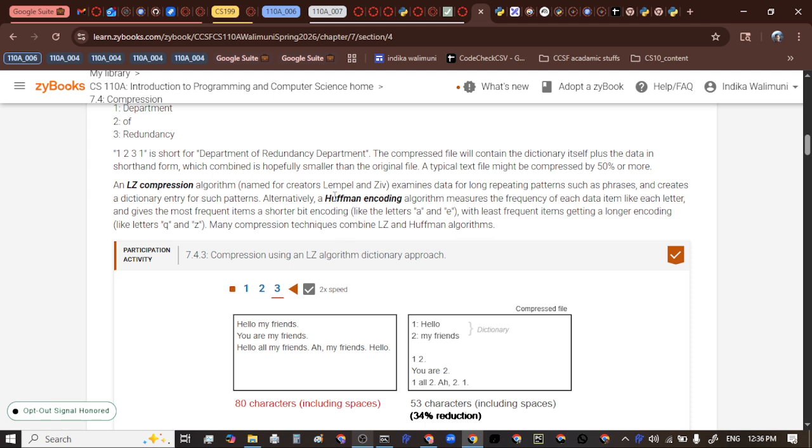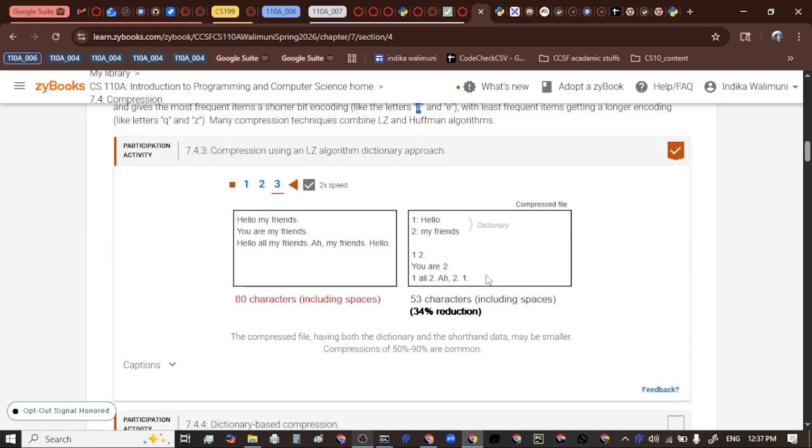So LZ compression. The other one is the Huffman coding algorithm. Basically, it figures out the usual pattern of the letters. Like if it is text, letters A and E are really common, right? And then Q and Z are used rather infrequently, right? So basically we give a smaller byte value for frequent letters like A and E, and a larger byte value for infrequent letters like Q and Z. Okay, and then we use that.